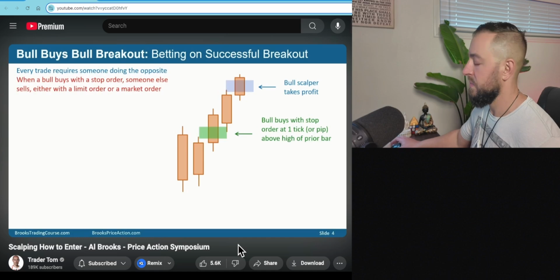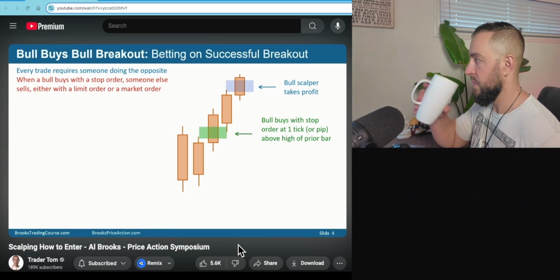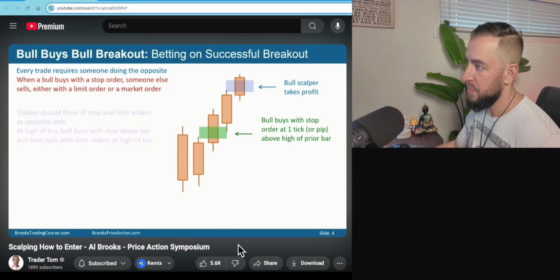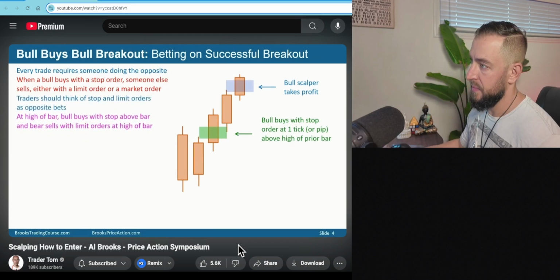Every trade requires someone doing the opposite of what you're doing. When a bull buys with a stop order, someone else sells, and they're selling either with a limit order or a market order. You should think of stop and limit orders as opposite bets. At the high of a bar, bulls buy with a stop just above the high of the bar, and a bear sells with a limit order at the high of the prior bar, betting that if the market goes above that bar, the breakout will fail and the market will reverse down.